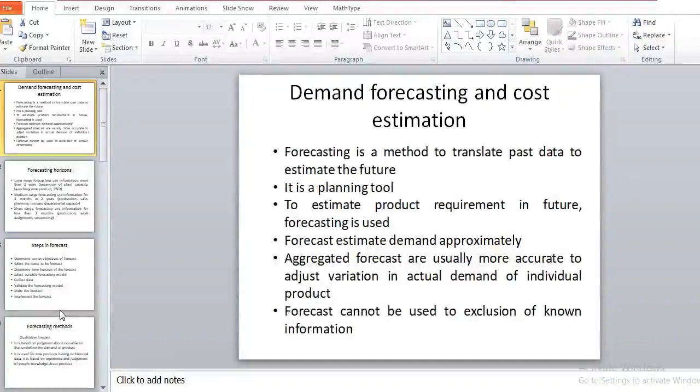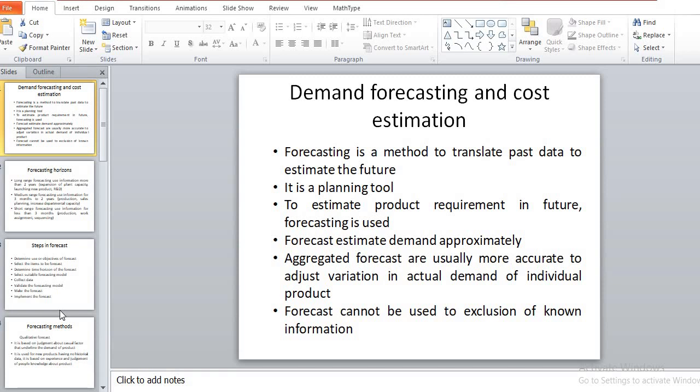Today we discuss demand forecasting and cost estimation. In this unit, we discuss what the different elements of cost are for a particular product, and how we can forecast the sales of that particular product.